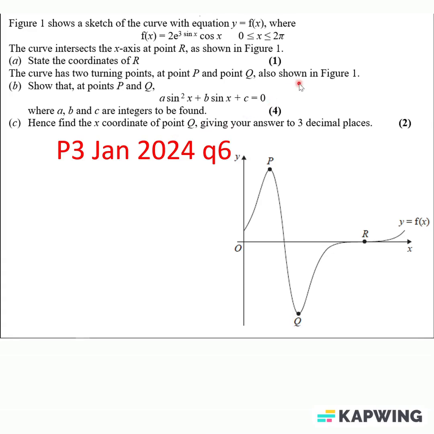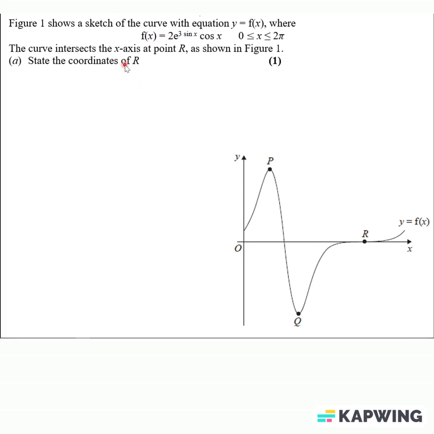Right, this is P3 January 2024, question 6. We've got this function here, 2e to the 3 sin x cos x, and we're going to do a few bits and pieces with it and find out where P, Q, and R are really. It says it cuts the x-axis at R, so on this point here, but it also cuts the x-axis here, so I'm going to have to do a bit of thinking.